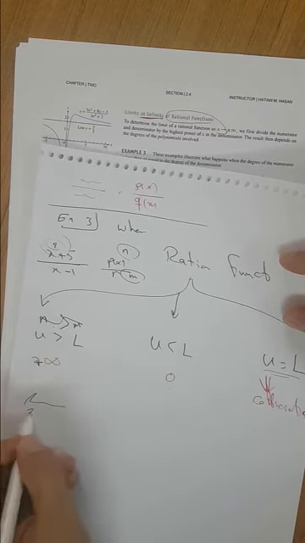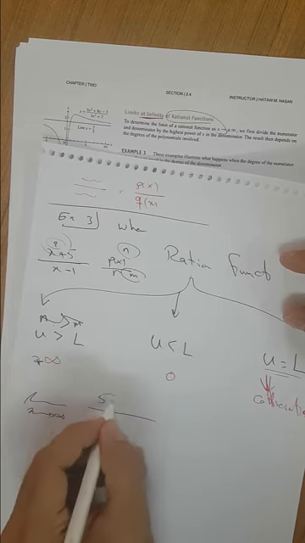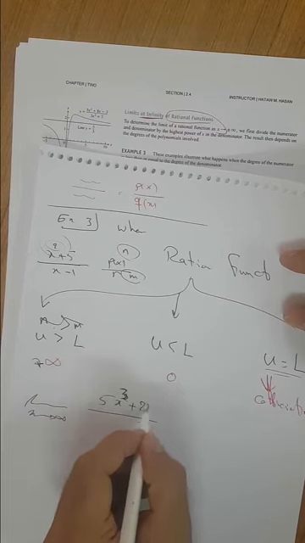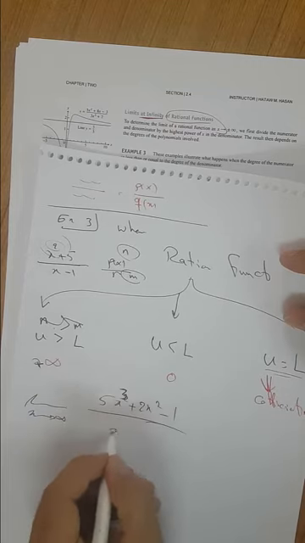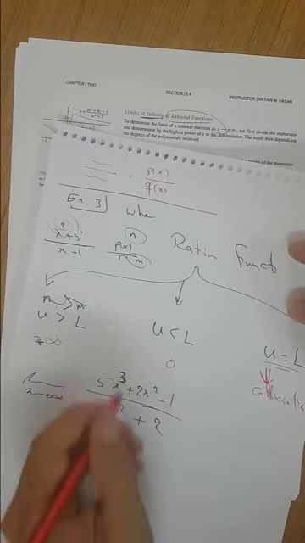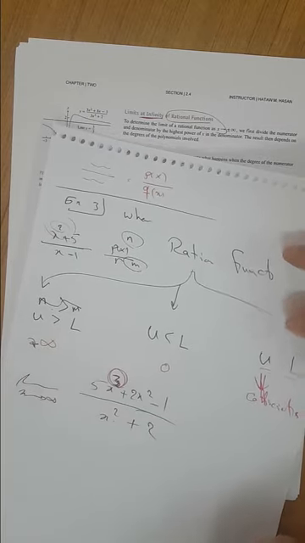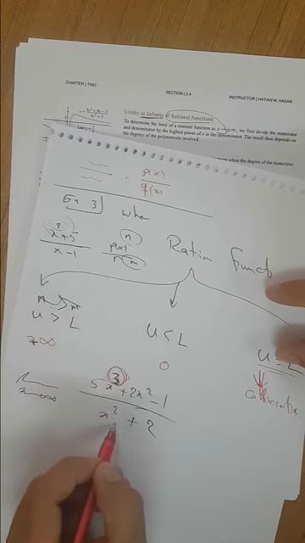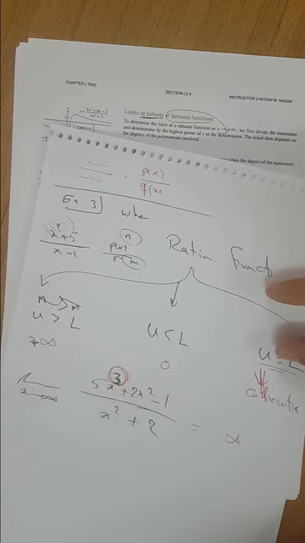For example, I have the limit as x approaches infinity of 5x squared minus x cubed over x squared plus 2. In that case, we have a polynomial over a polynomial, but the degree of the upper is greater than the lower. So I get infinity.